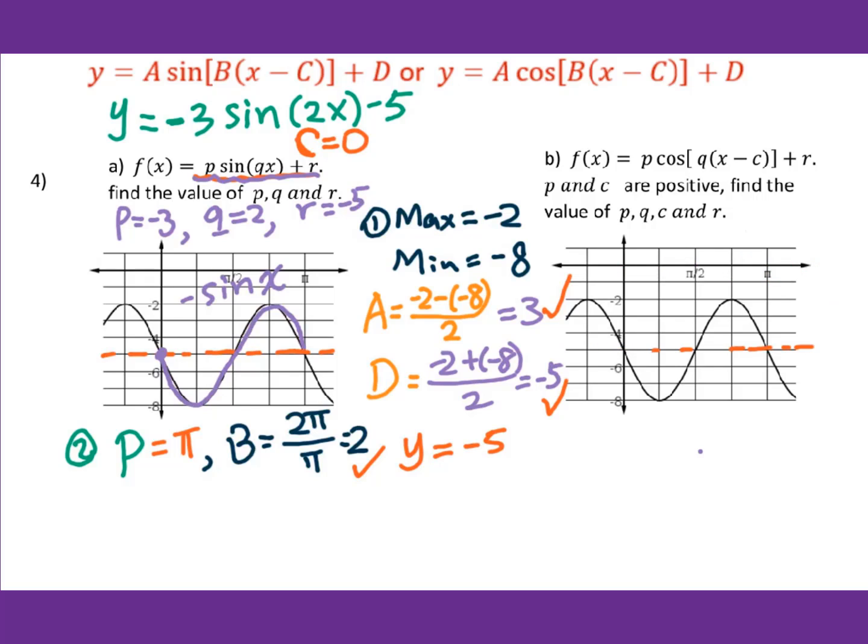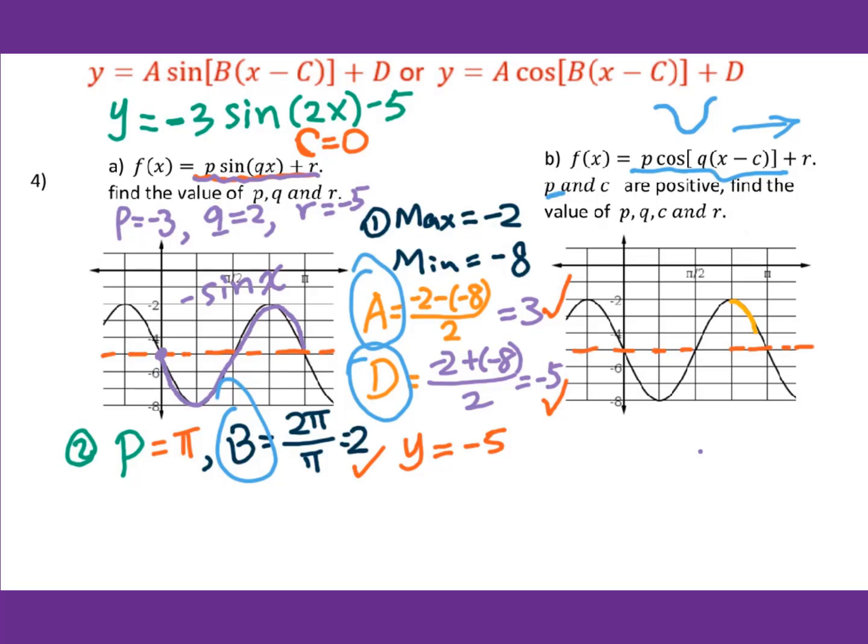Since for B it's the same equation, therefore A, B, and D will be the same. Only C is changing. Therefore, check this pattern now. We know x minus C. C is positive, which means this will be moved to the right, because x minus 5 or x minus 4 inside is a shift. And P is positive, which means you have to get a positive cosine pattern. In other words, the starting point is on the right side of the axis and has to be a positive cosine pattern.